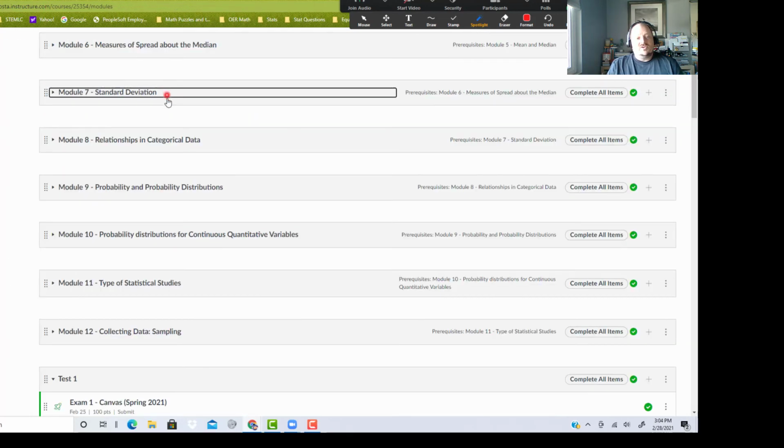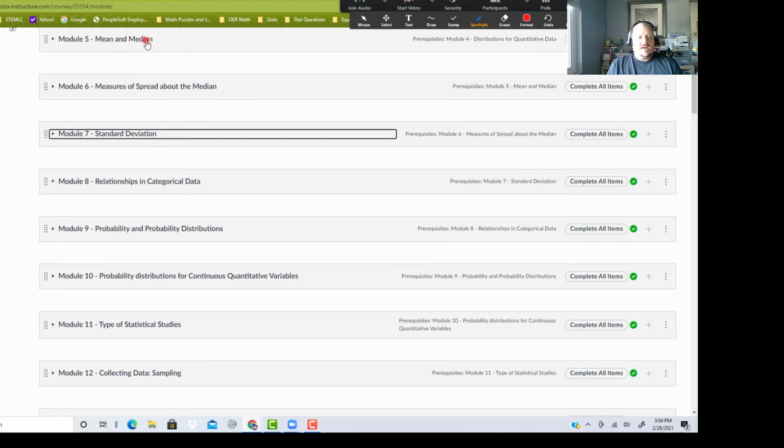Next up, we're going to do relationships with categorical data, and that's going to lead us to an idea like conditional probability and two-way tables. So we're going to move away from the numerical data that we've dealt with in 5, 6, and 7. We're going to jump over to categorical data. We're going to talk about that in Module 8.